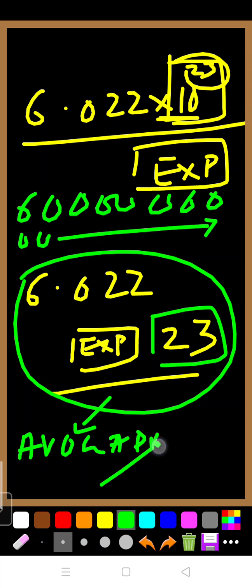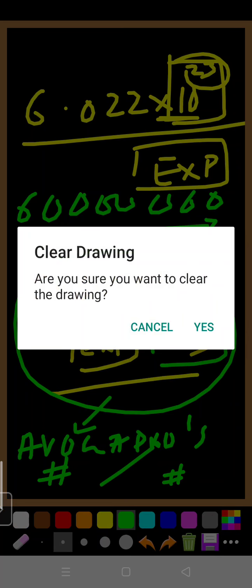This huge quantity is basically called Avogadro's number or Avogadro's constant. I hope it is clear.